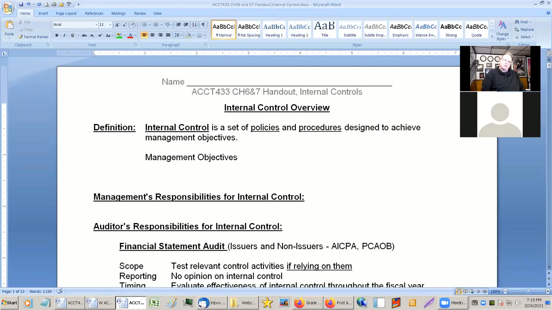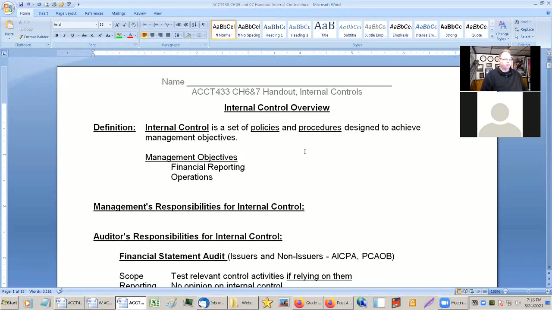And the first one is one that's near and dear to us: controls over financial reporting. The second one is over operations. So financial reporting is kind of what we're talking about here with putting out the financial statements. Operations are basically their day-to-day operations, how they conduct things in whatever the business is. And then the last one is for compliance.